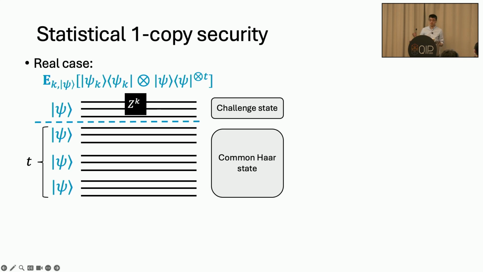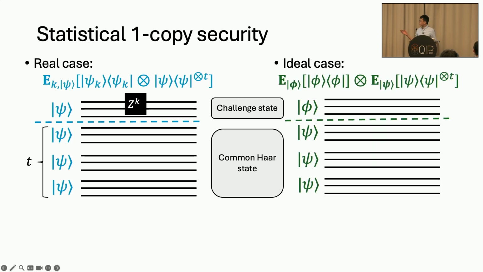And I'll briefly explain our idea behind the proof. So remember, we're considering statistical security. So we have to show the following states are close in trace distance. In the real case, the distinguisher gets one copy of psi k on a random key as the challenge state, along with t copies of the common Haar state, where t is an arbitrary polynomial. Whereas in the ideal case, the challenge state is a Haar random state phi, which is independent of the common Haar state. So intuitively, the question is whether applying random Pauli Z to the first copy is able to decorrelate it from the other t copies.